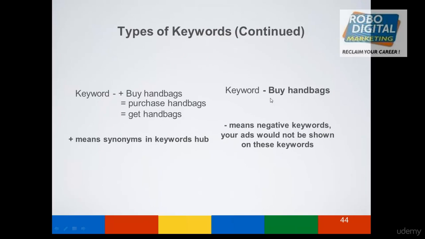If you write a minus sign ahead of it, then it will remove them. Whenever buy or purchase or get comes, my ad will not be shown. So it will be just on the word buy handbags. You can write a plus sign with buy. If the user searches purchase, your ad will be shown, and if the user writes get, your ad will also be shown. If you do not want to show it on buy terms, then you can write the minus sign. Got it? You have to use it.